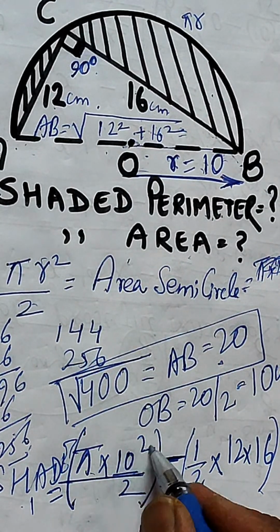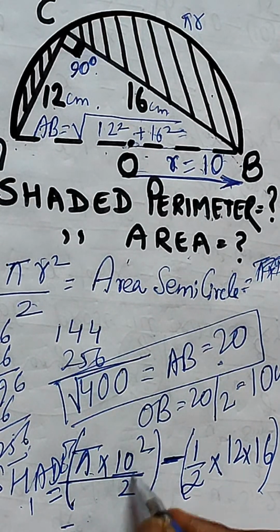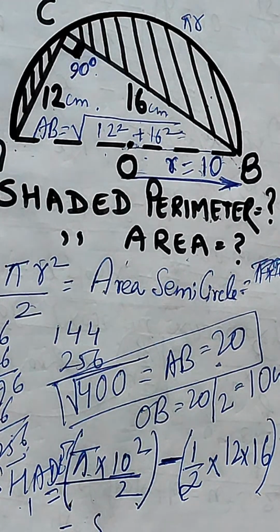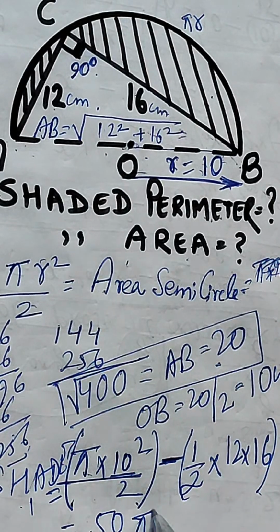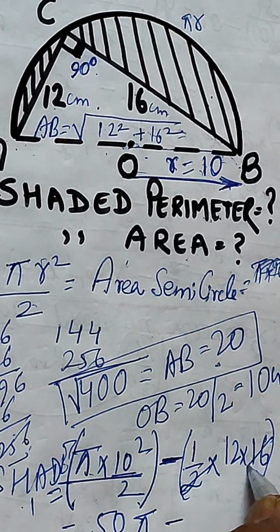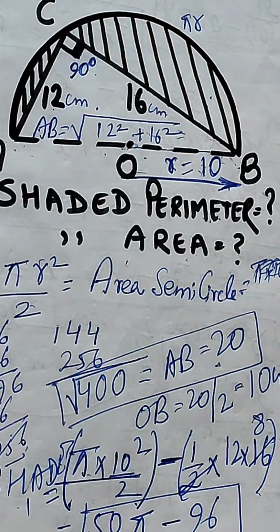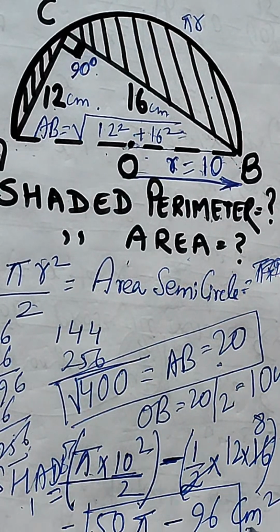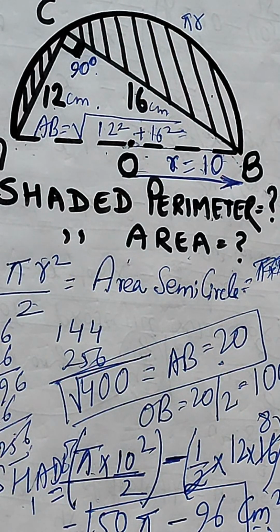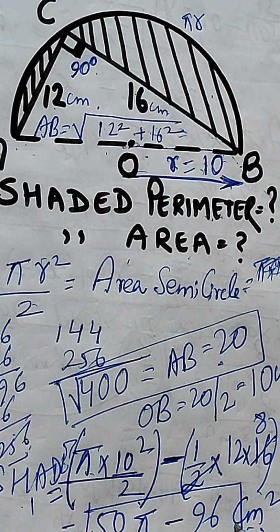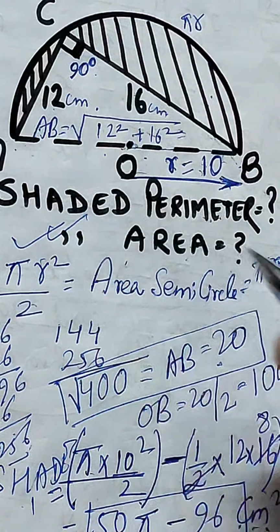Now pi into 10 square by 2, this will be 100 by 2, that is 50. So this is coming as 50 pi minus 2 into 8, that is 96. So this is the shaded area in centimeter square, right? 50 pi minus 96, right? So in this way the second part of this question is solved.